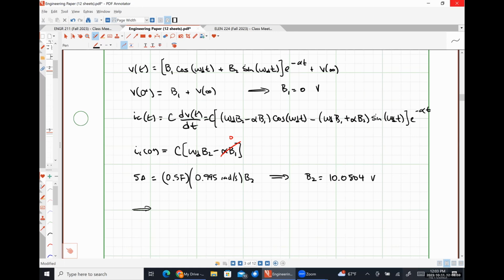And putting these things together, our voltage V of t would then be 10.0504 sine 0.995 t e to the negative 0.1 t volts. All right. So that's the result we got working this out using our simple second order circuit analysis techniques that we developed in my previous classes.